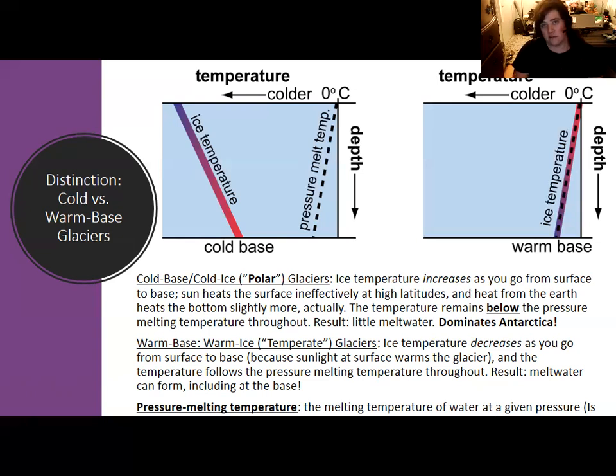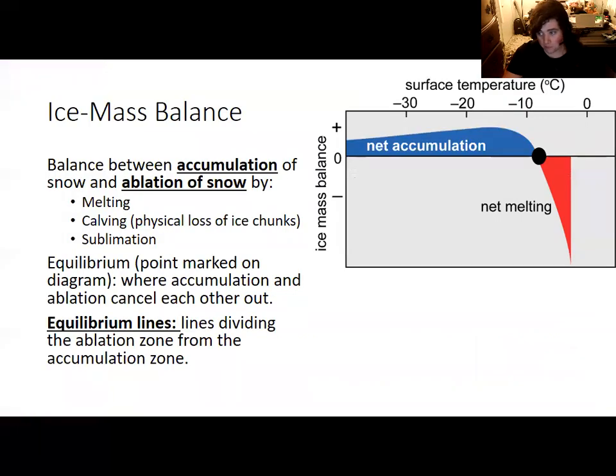And as it turns out, this will have consequences for how glaciers move because warm-based glaciers will tend to move a lot more by basal sliding, when they simply kind of move forward as a single mass. They'll experience that a lot more than the cold-based glaciers will, and it's because they're more lubricated by the meltwater.